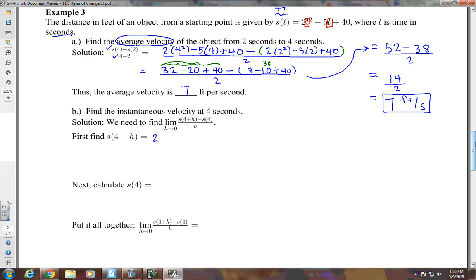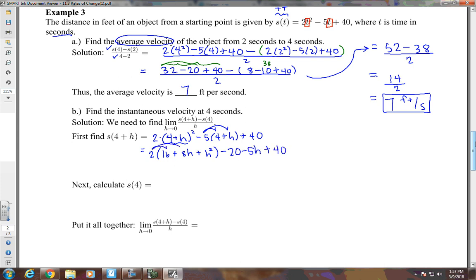So we end up with 2 times 4 plus h quantity squared minus 5 times 4 plus h plus 40. We need to be careful here to FOIL before we evaluate this multiplication, because that's the order of operations. So 4 plus h times 4 plus h, when we FOIL it out, is 16 plus 8h. Notice the outside terms are 4h, the inside terms are 4h. Those combine to give us a net middle term of 8h, and then h squared. We can distribute our negative 5 here to get negative 20 minus 5h plus 40.